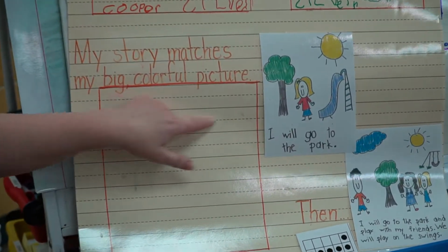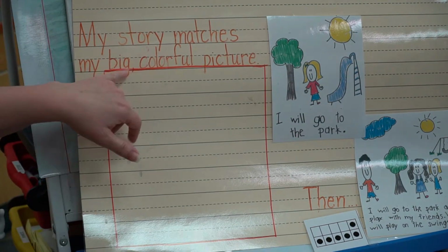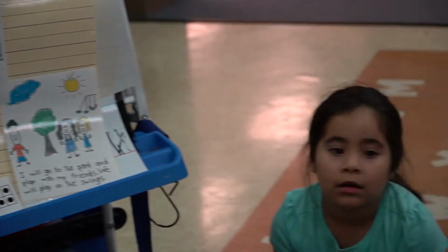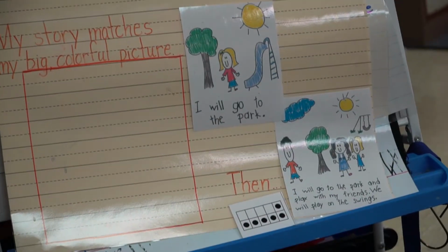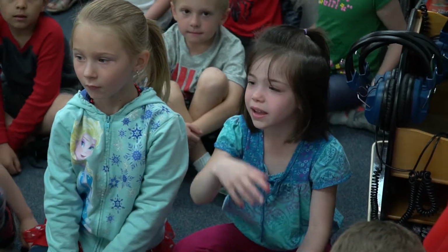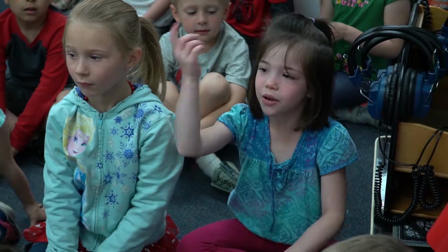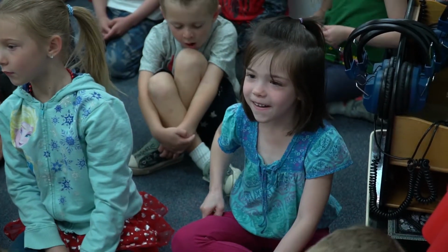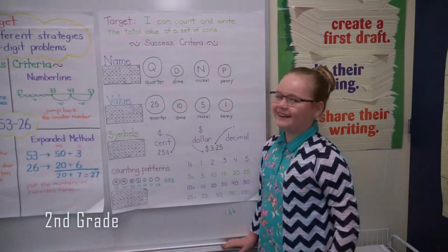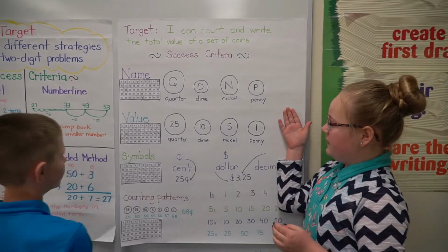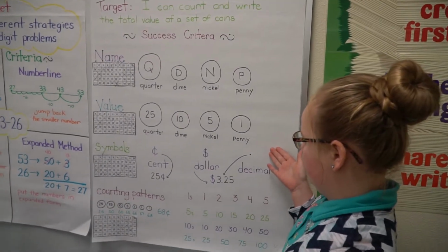We don't have names here yet. Natalie, what's going on here? What do we need? If we're going to write something and we want to make a picture, that's a big colorful picture. And if we can do that, we can put our names on there. You're right. How does that help you understand money? It helps us understand the names and the value.